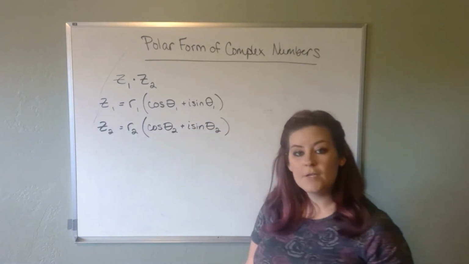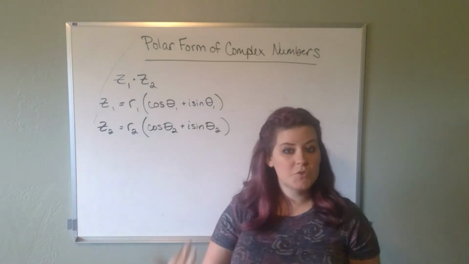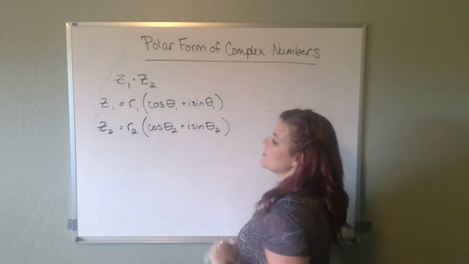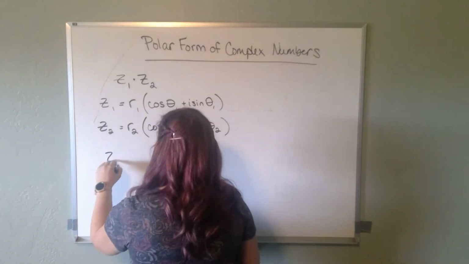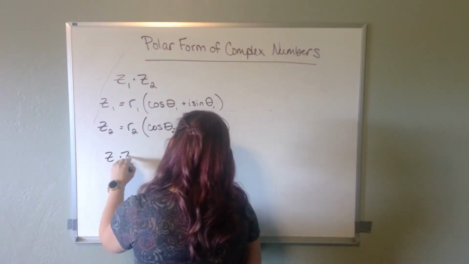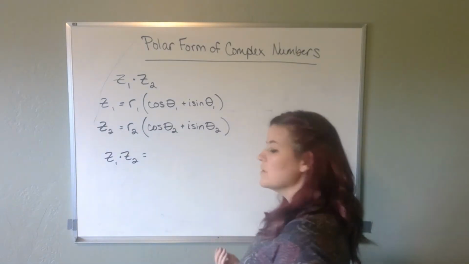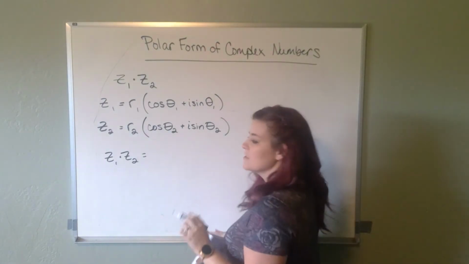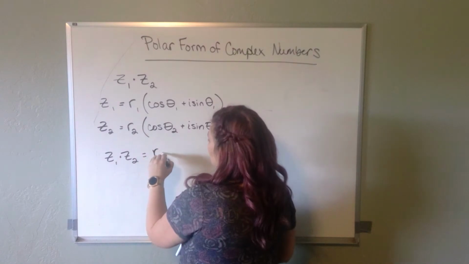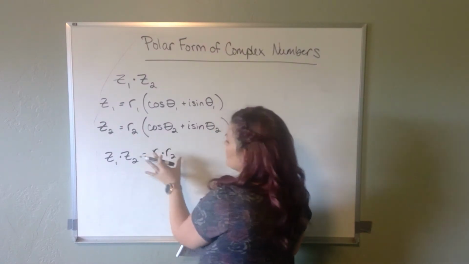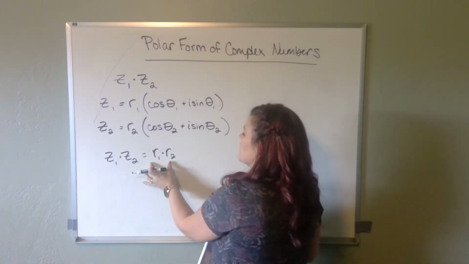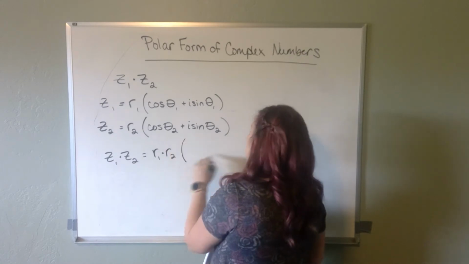So we have two separate complex numbers, two separate r's, two separate thetas, but I want to multiply them together. So I want to know, what is z1 times z2? And it's actually really easy to find. So when you want to multiply two complex numbers, the first thing you do is multiply their r's together. So in front, your new r will be r1 and r2 multiplied together.